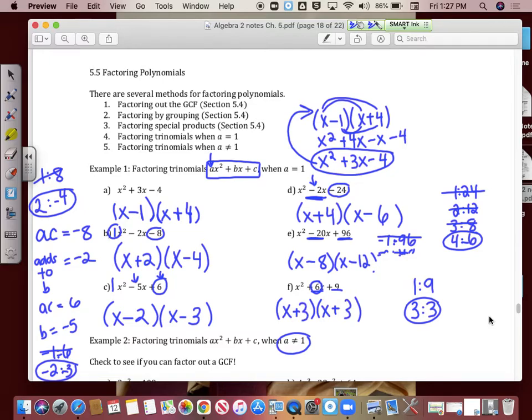This is a special product. X plus 3 times x plus 3 is the same exact thing multiplied by itself twice. So you can either write it like that, or you can write it like this: x plus 3 to the second power, which is the same exact thing, just written a little bit easier because you don't have to write the x plus 3 twice. Okay, so that's factoring trinomials. We are going to stop the lesson here and we're going to practice.